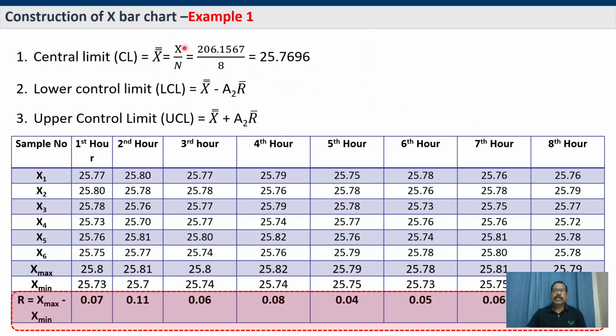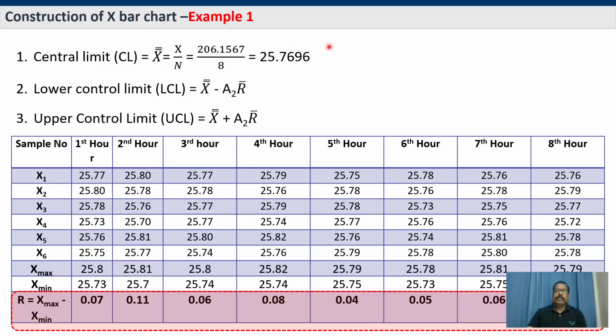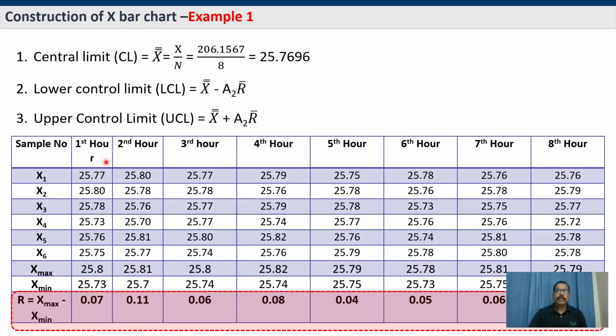That can be estimated from the summation of X bar. For example, sum 25.7650 plus 25.7700 and so on up to here, and divide by 8, because we have 8 hours of data, every hour, so totally 8 samples and subgroups. These are 8 subgroups, and these are the samples under one group. So in total you get the X double bar.